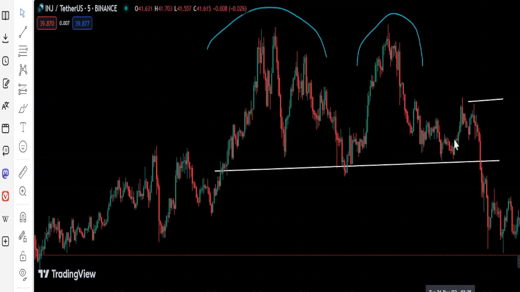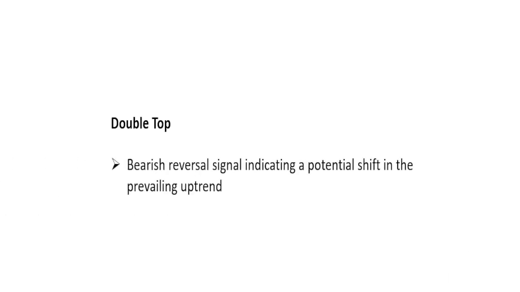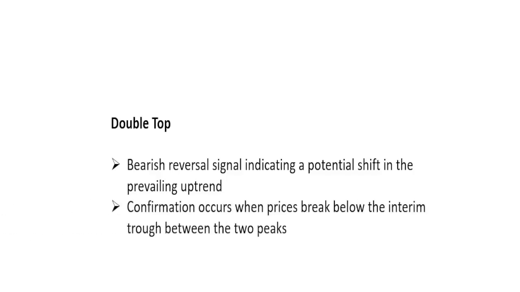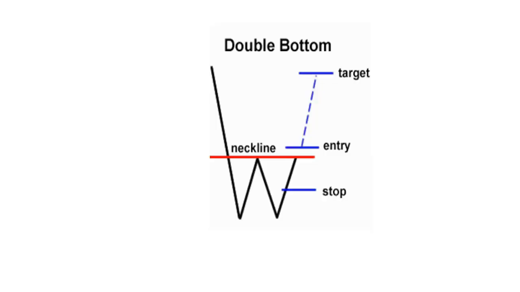So let's do a recap of the double top pattern. Once again, we said the double top pattern is a bearish reversal signal indicating a potential shift in the prevailing uptrend. Confirmation occurs when prices break below the interim trough between the 2 peaks, an M shape on the price chart. So our next pattern will be the double bottom pattern.